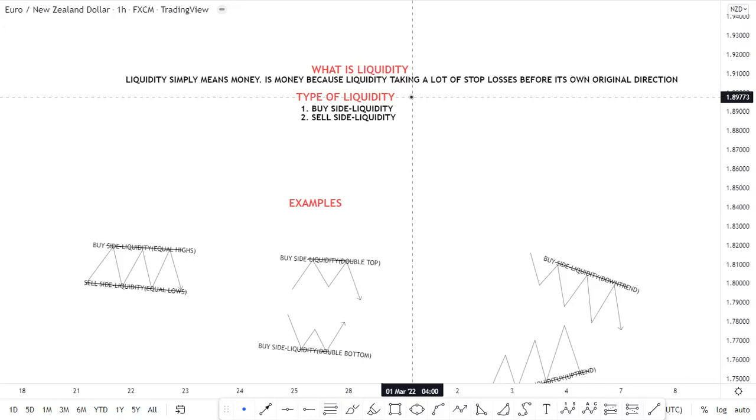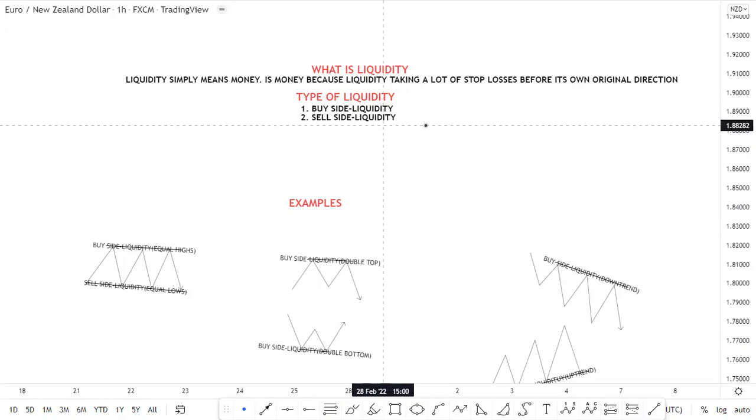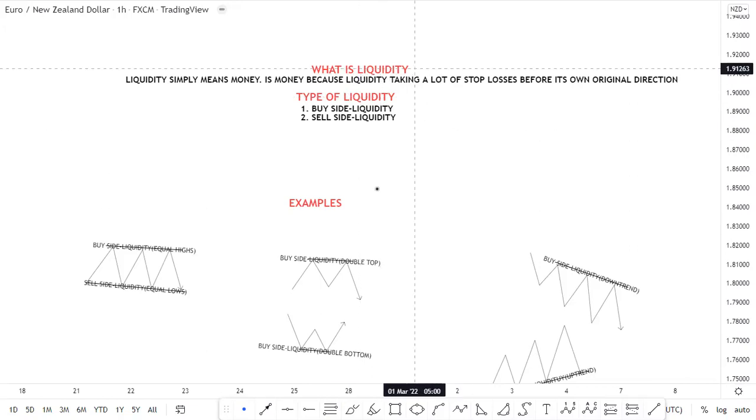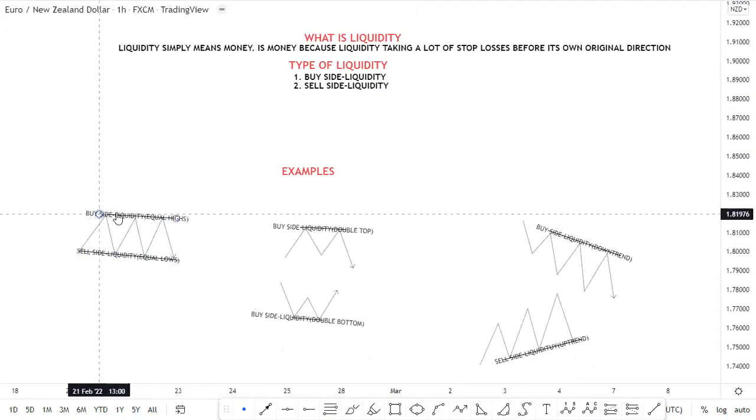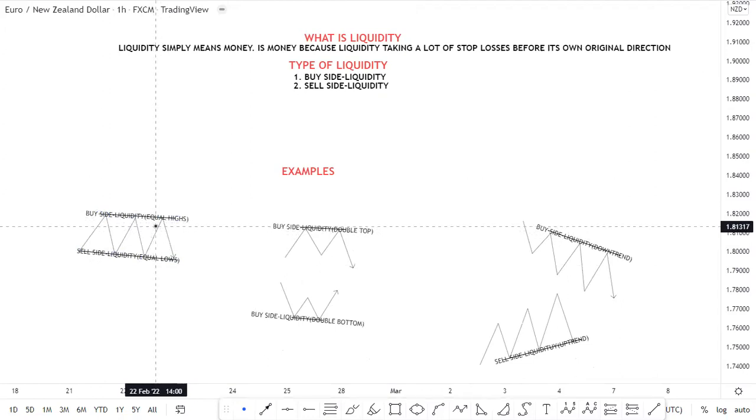Buy side liquidity is whereby price will be basing on the highs before a down move, and then sell side is basing on the lows before the up move. So we have examples of liquidity, which is we first have equal prices, right? The top one is buy side liquidity, which is equal highs, right?